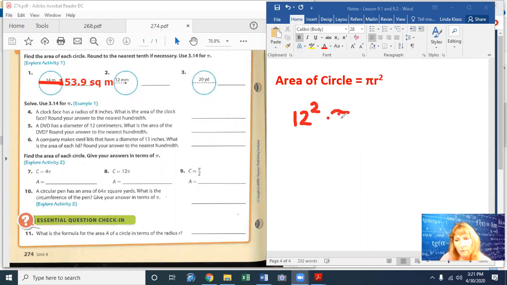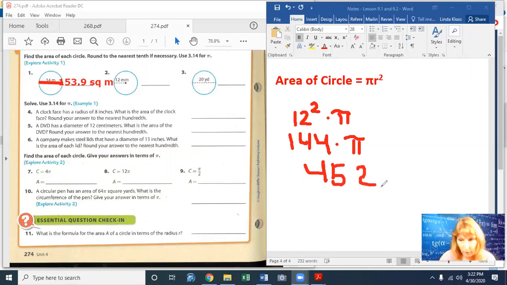So what is 12 times 12? That one should be one you've got memorized. 12 times 12, yes, 144. Somebody probably said it out there, times pi. So we have to figure out 3.14 times 144. 3.14 times 144 is equal to 452.16. And then round to the nearest tenth.